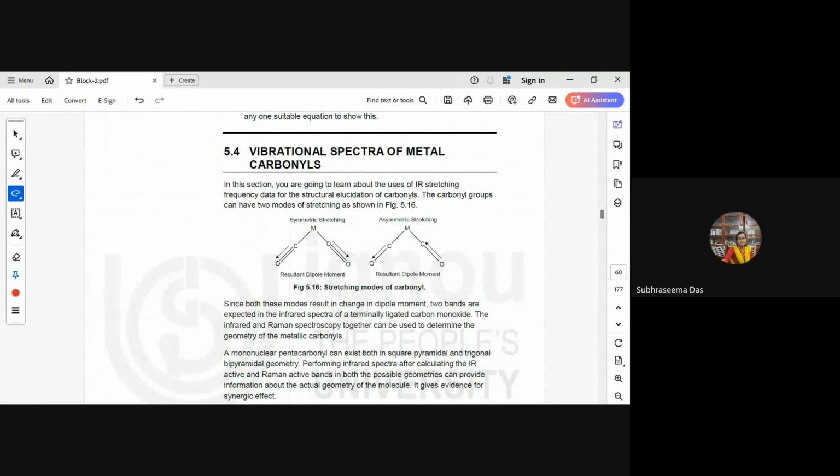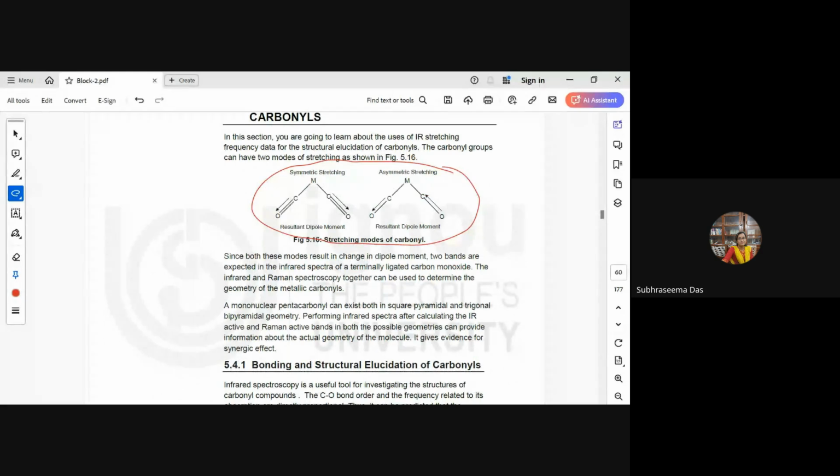Now coming to the vibrational spectra of metal carbonyls. Vibrational spectra, as we know, particularly use IR stretching frequency data, that is, infrared spectroscopy. Since it deals with the stretching modes, these are the two stretching modes represented in a carbonyl: one is the symmetric stretching and another is the asymmetric stretching.